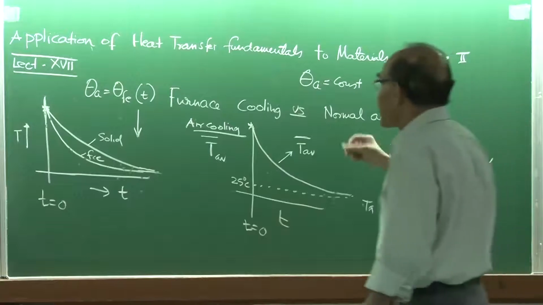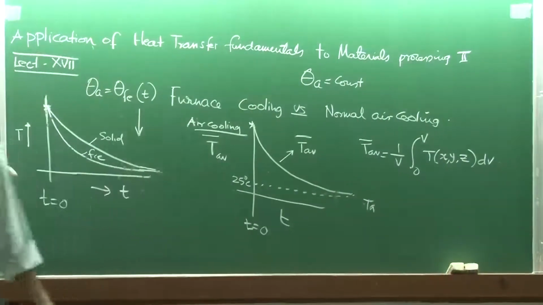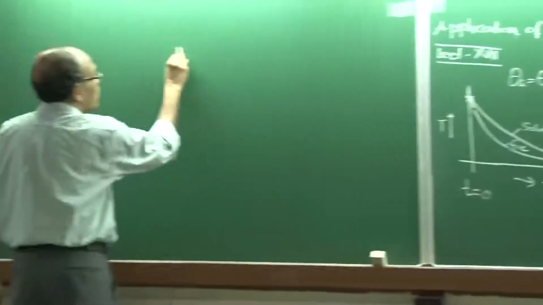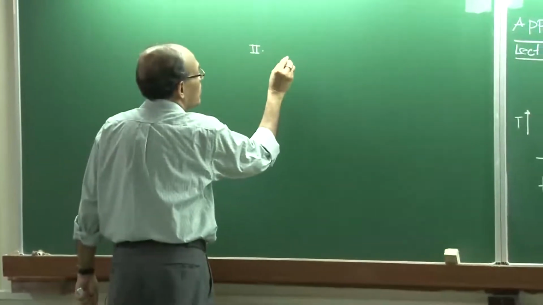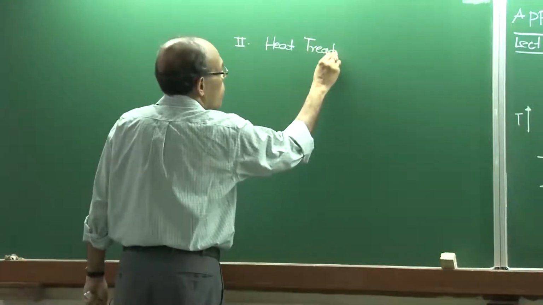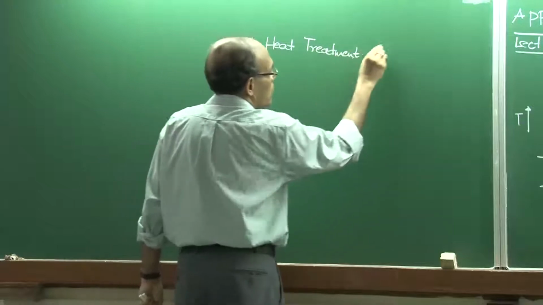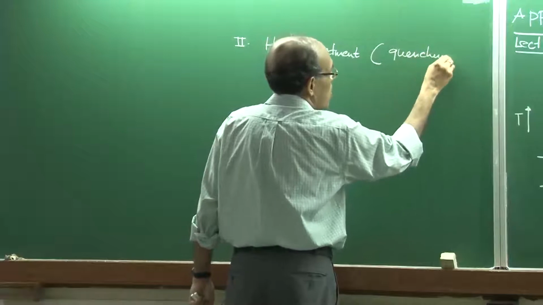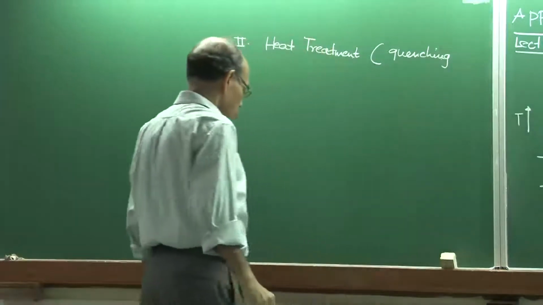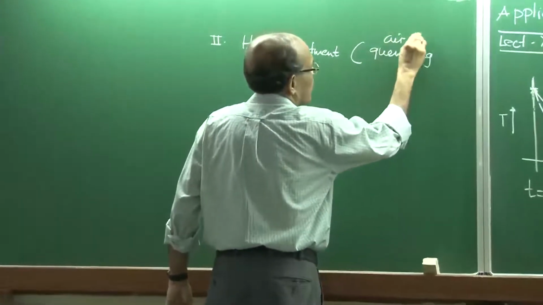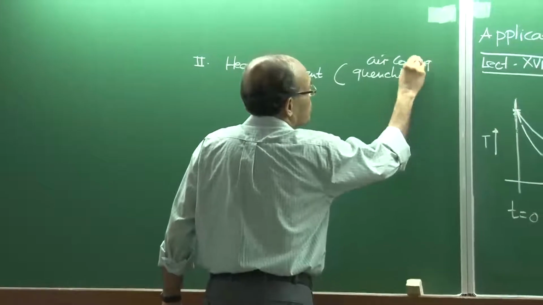Now, with this I think I have talked enough about the cooling and heating operations of ingots and slabs. Let us talk of another class of problem, which is the heat treatment operation. Basically, I want to quenching. Sometimes you can say air cooling, forced air cooling.